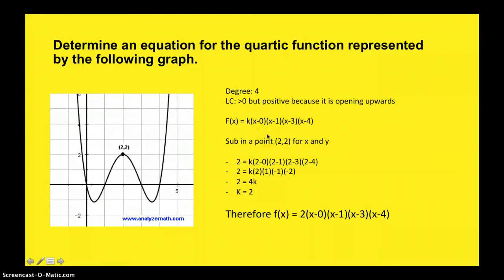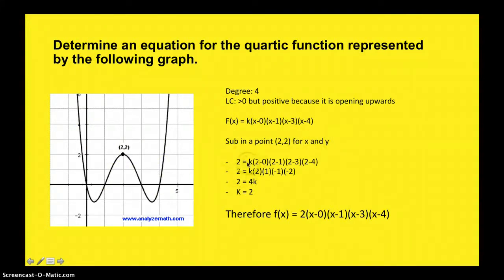Determine an equation for the function represented by the following graph. So the degree is 4. The leading coefficient is more than 0. The parent function is k(x minus 0)(x minus 1)(x minus 3)(x minus 4). So you choose a point on the graph and then you sub in for x and y.